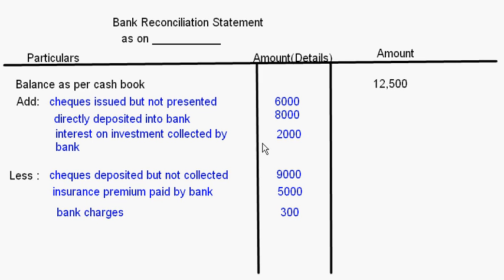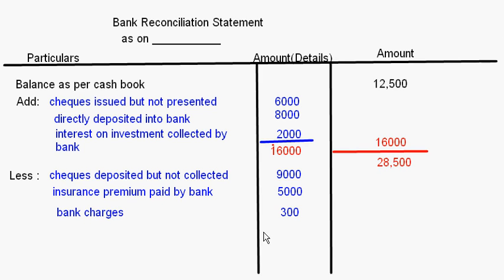Now you see, first of all, you add whatever you have here. So that is 6 plus 8, 14 plus 2 is 16,000, right? That 16,000 will be added first of all. So this 16,000 will be put here in this column, fine, and I add this, right? So that is 28,500, 12,500 plus 16,000 is 28,500.